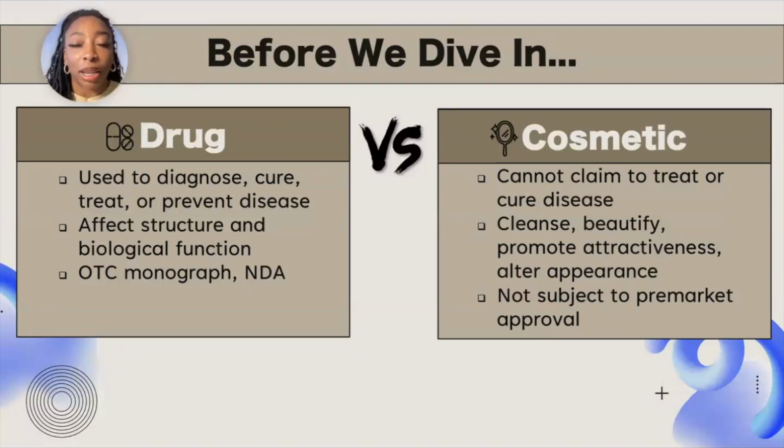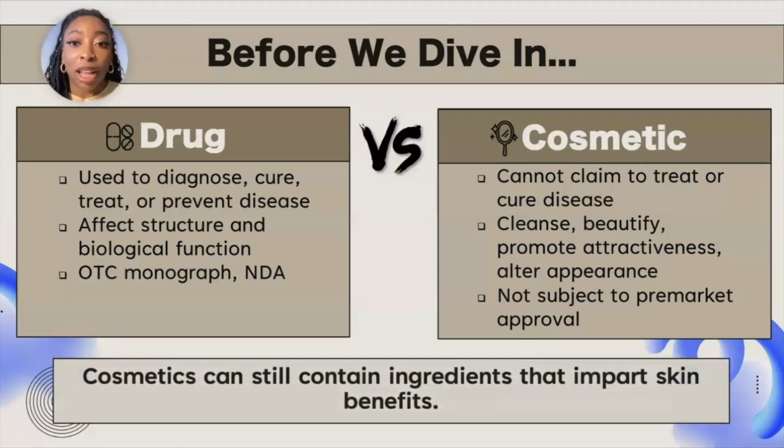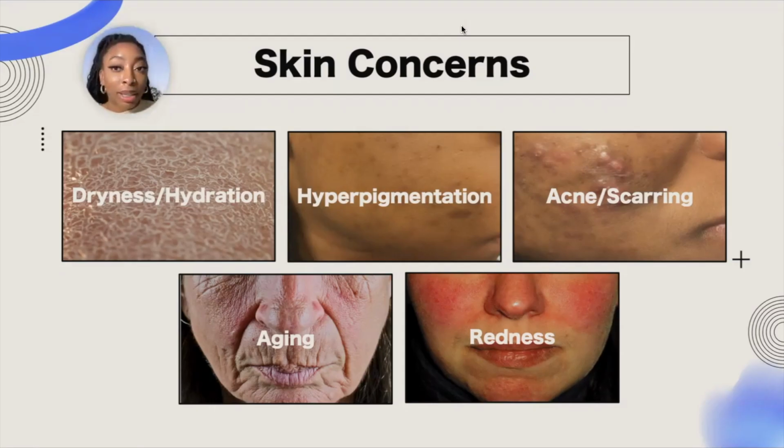Cosmetics, on the other hand, cannot claim to treat or cure diseases. Any cosmetic that does is considered misbranded. So, cosmetics are not subject to the same approval process that drugs are and do not have to meet the same standards to prove that they work. Despite this, cosmetics can still contain active ingredients that impart some benefit to the skin. Actives help address skin concerns, whether that be dryness and hydration, hyperpigmentation, acne and scarring, aging, or redness. There are a number of well studied actives that have years of documented efficacy against different skin concerns.